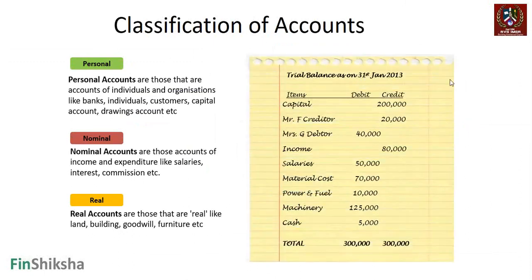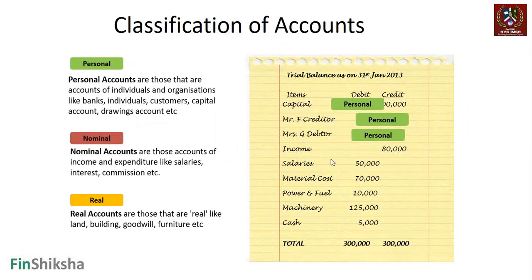Let's do a simple exercise. If you have these items where a trial balance is created, you have debits equaling credits, and at the end you're left with some cash, how do you classify these accounts? Share capital is a personal account, right? Creditor is an individual who is a creditor for the company. That's a personal account. Debtor is also a personal account, right?